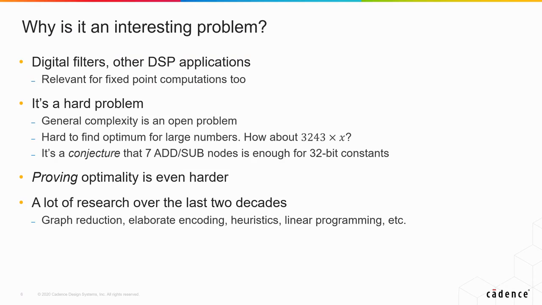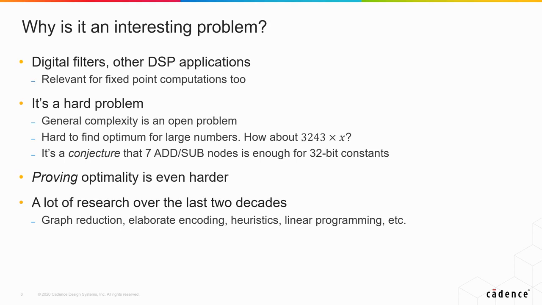And in fact, this whole research, this whole work started as a benchmark. I modeled this problem for our solver because I wanted to benchmark our solver, and that's how it went. So, like I said, it's a hard problem. The general complexity of finding optimal circuit is still an open problem. And it's hard to find optimal circuits for large numbers. So it was easy with 85, but take a larger number like this 3243, and it's not so trivial.